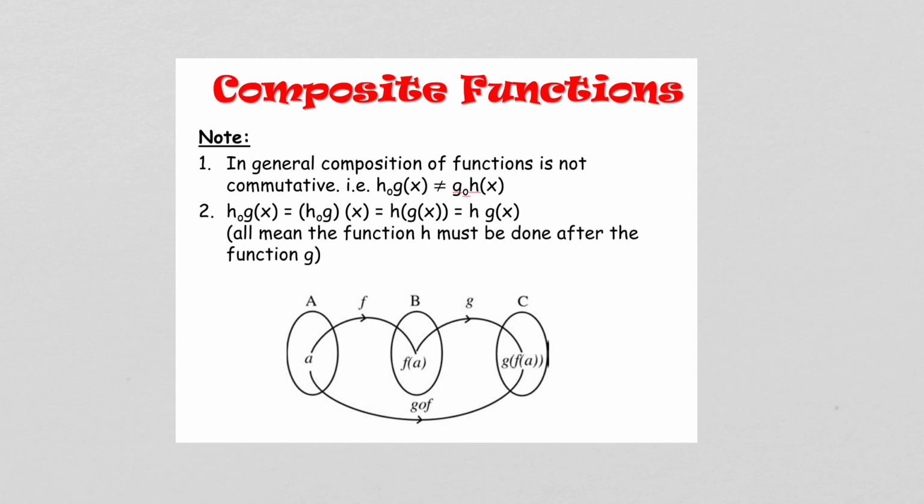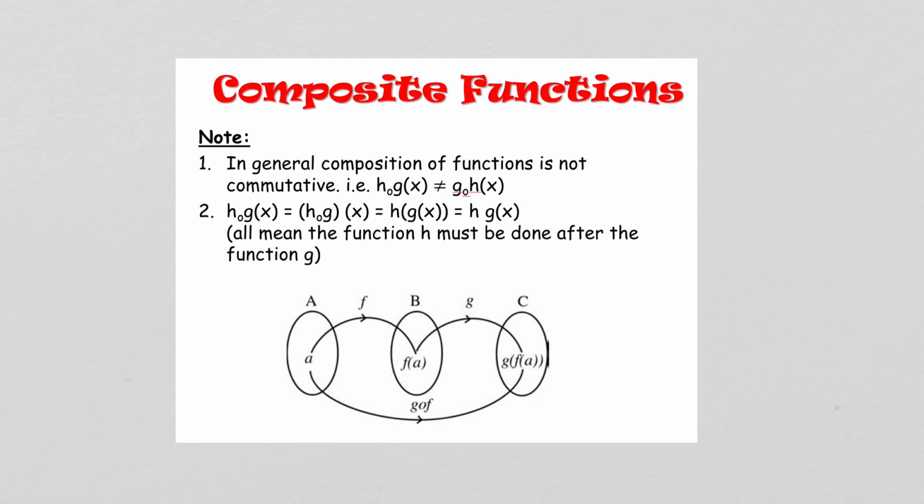So in general, we say that composition of functions is not commutative. If I was to do h after g, it wouldn't be equal to g after h. Sometimes you might randomly find that that does happen, but in general, it's not commutative.